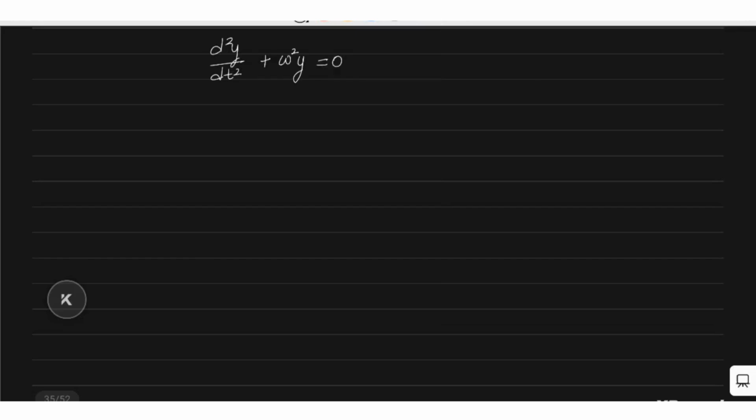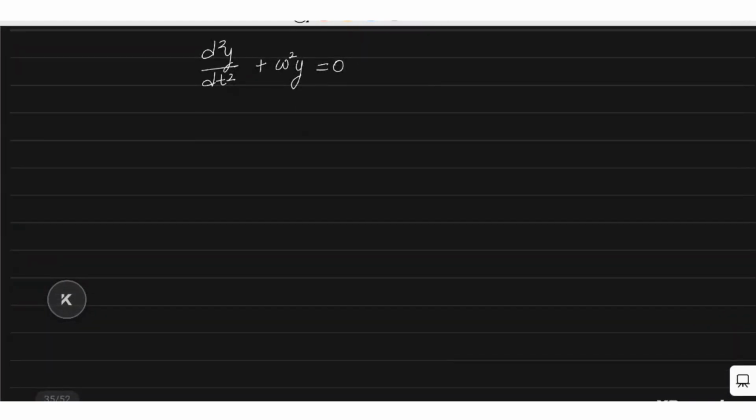So the very first step is you'll write d by dt is equal to capital D. So what you'll get is d square y plus omega square y is equal to 0. Next step, you'll take y outside and write, so it will be d square plus omega square into y is equal to 0.